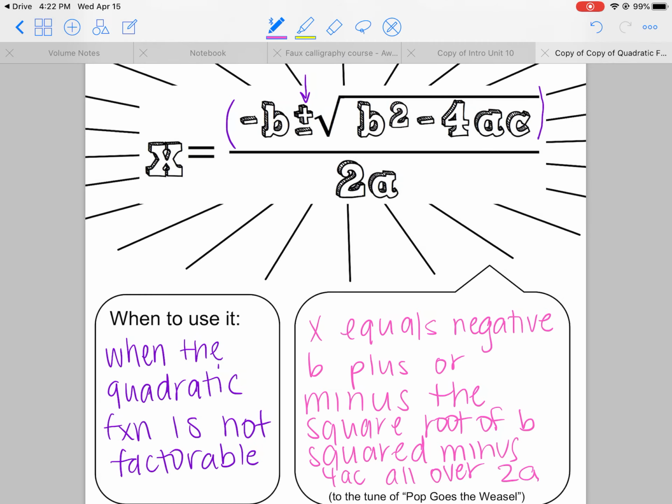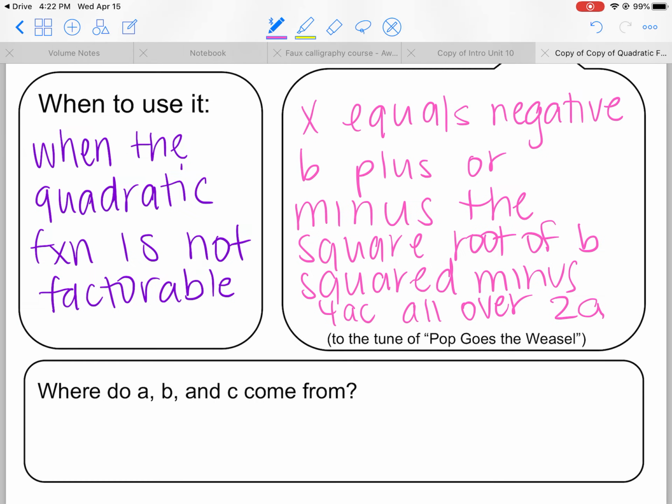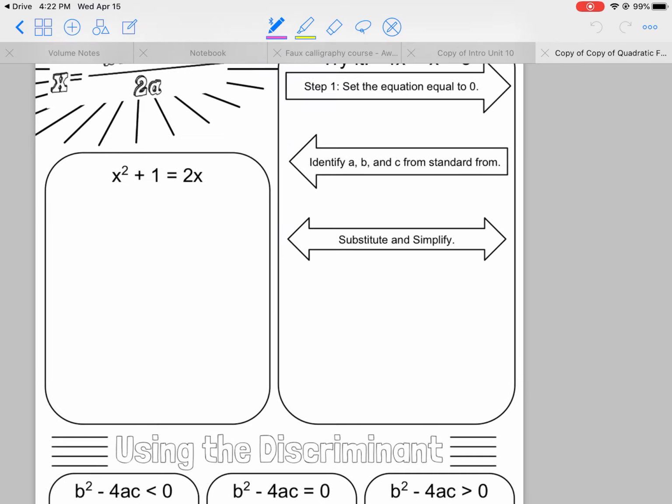So hopefully you get the gist of it, and that helps you memorize the quadratic formula. Where do a, b, and c come from? Hopefully you remember the general form of your quadratic function: f of x is equal to ax squared plus bx plus c, where a is your leading coefficient, and c ends up being your y-intercept. So that's where the a, b, and c come from, and it's important that this has to be equal to 0 and not a constant.